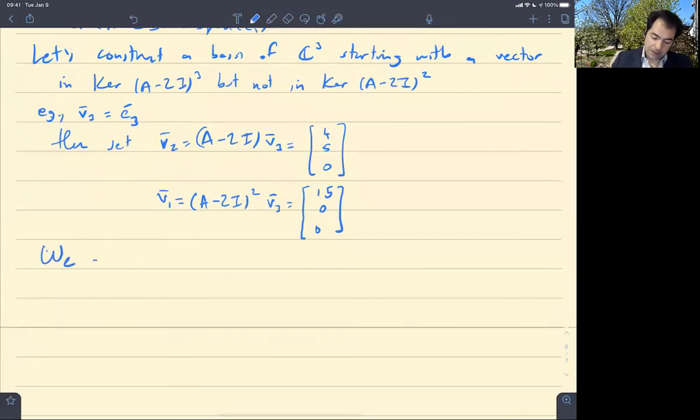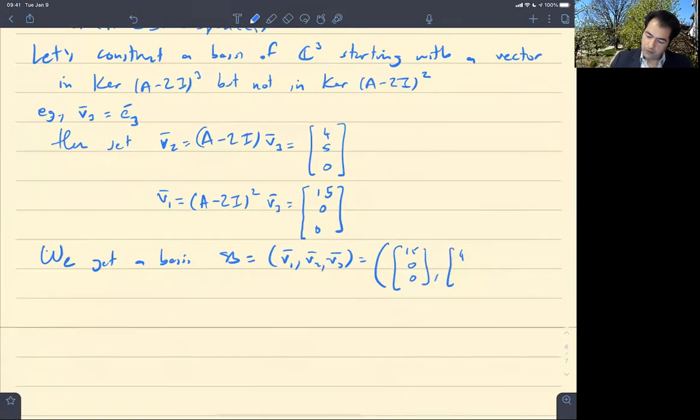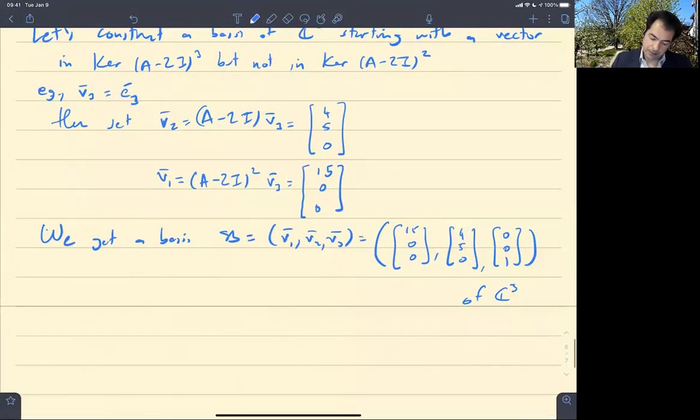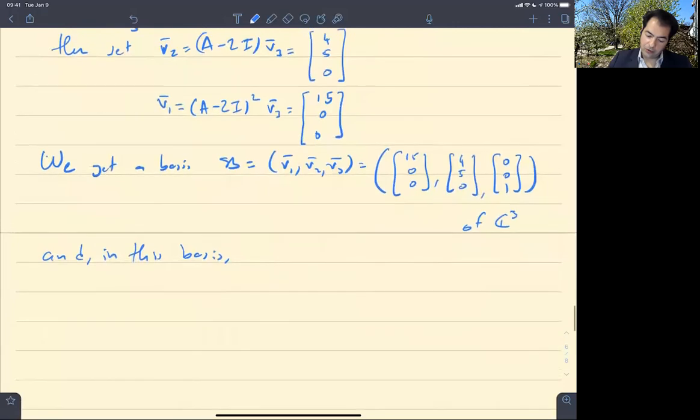So we get a basis. This would be V1, V2, V3, right? So (1, 5), 0, 0, 4, 5, 0, and 0, 0, 1. This is a basis of C3. And in this basis, let's work out what A looks like.